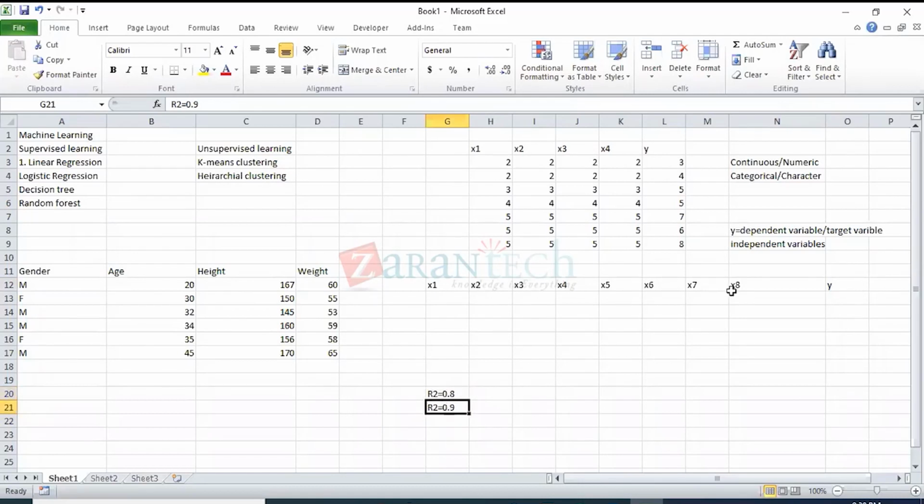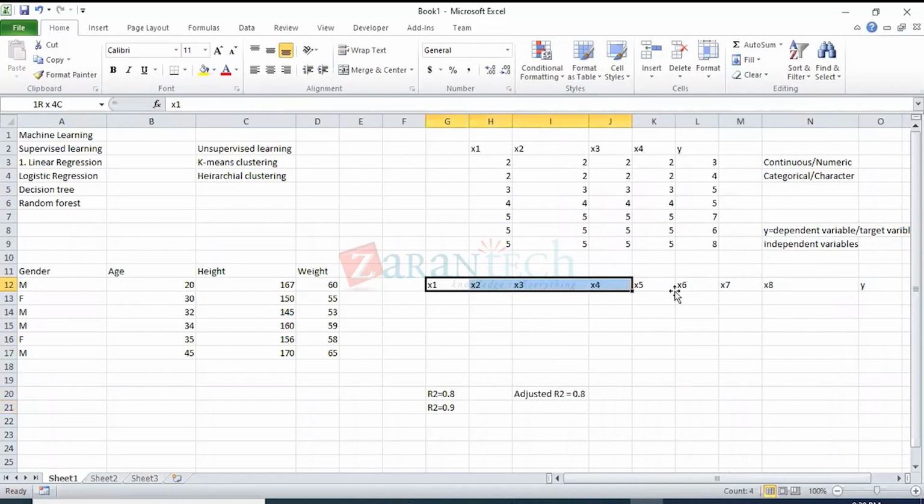It doesn't care whether the variables are adding any value to the model or not. It simply increases, saying that since you have increased the number of variables, my R square is increasing. To overcome this problem, we have a slightly adjusted form of R square called adjusted R square. So how this varies: in the first case, let's consider only 6 variables, x1 to x6. In that case, both my R square and adjusted R square are 0.8, 80%.